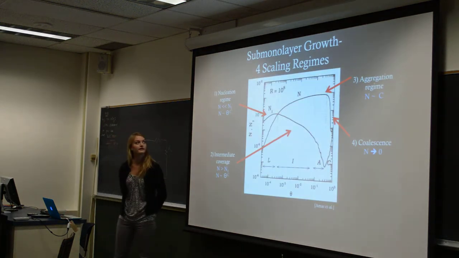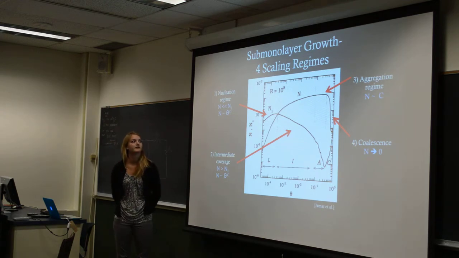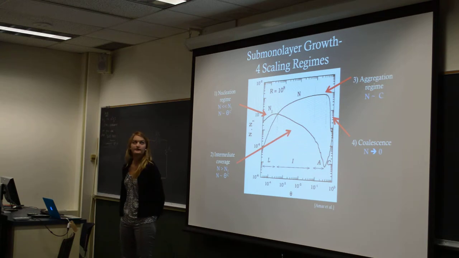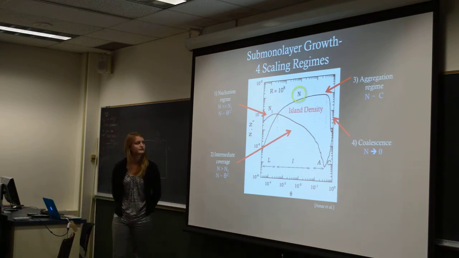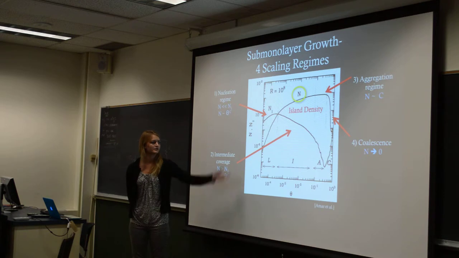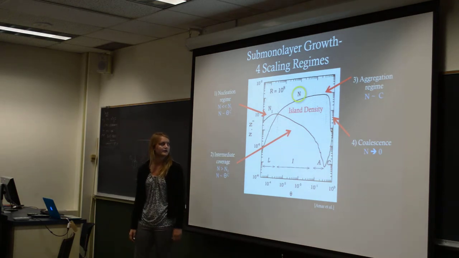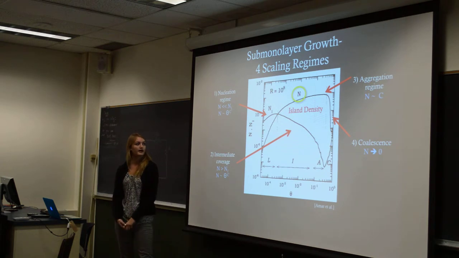So the theory behind this, which has been around for a couple decades now, is that there are four different scaling regimes within submonolayer growth. You have here the monomer density M1 and the island density M. The first regime is nucleation, on this log-log plot. You can see at the beginning you have more monomers than islands, and they both grow as a power relation.